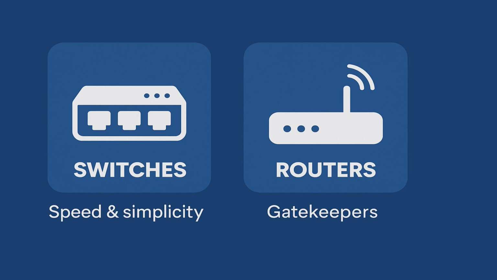Here's a practical difference. Switches are all about speed and simplicity inside a network. They don't care about the internet or the world beyond your LAN. Routers, however, are the gatekeepers. They make decisions based on IP routes, apply access controls, and can even prioritize traffic.